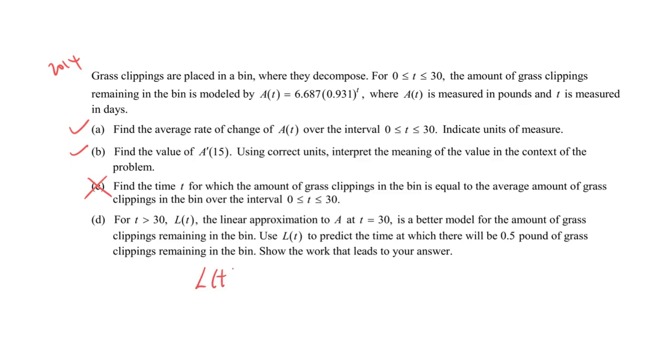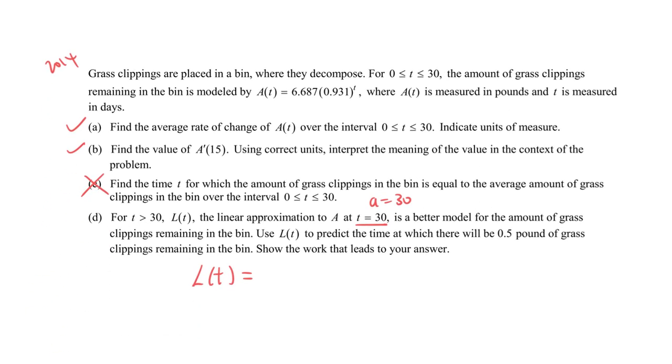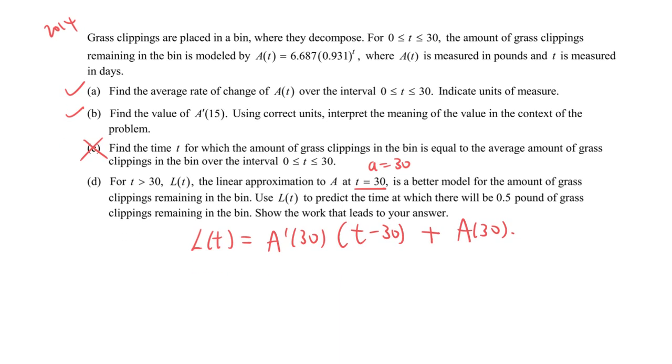So L of t is equal to A prime of, so notice the linear approximation to A at t equals 30 means that our reference point is 30, like the reference point that we were talking about. So this linear approximation we can just write as A prime at 30 times t minus 30 plus A at 30. So this is our linear approximation, and we want this to be 0.5. Then we can easily solve for t, right?